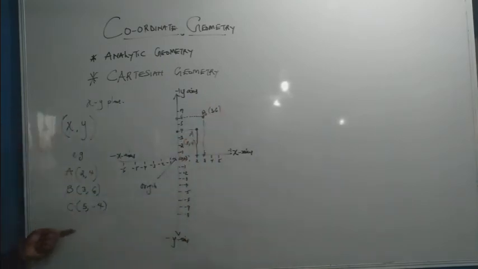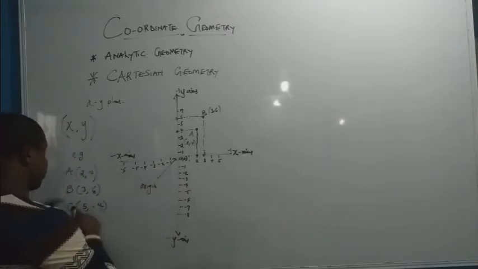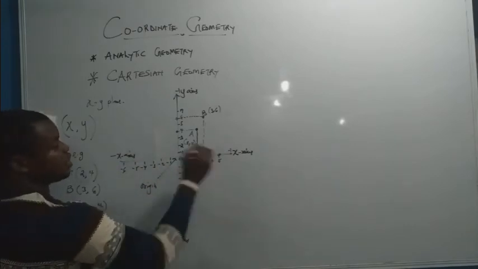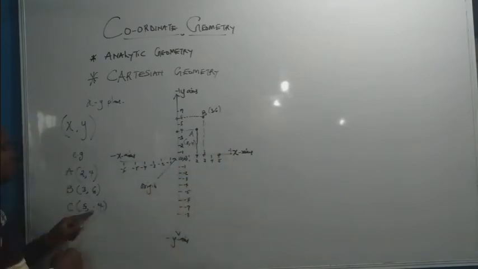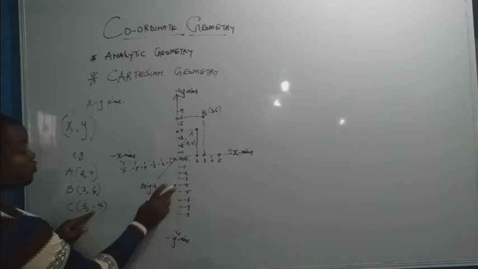Exactly. The same thing applies to your C. You want to locate your C. Your C is what? Your positive x is 5, then negative y, minus 4. So you go to your graph, where is your positive x? This positive x. So you go to your positive x. Can you see it now? Then what is your negative y? Go down, this is your negative y. Is that clear? That's minus 4.